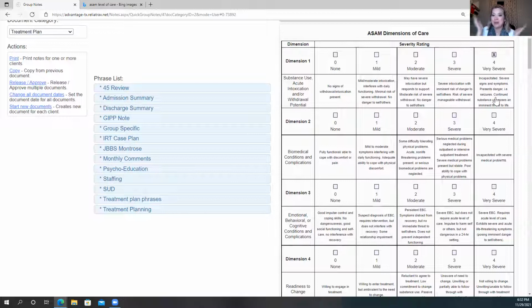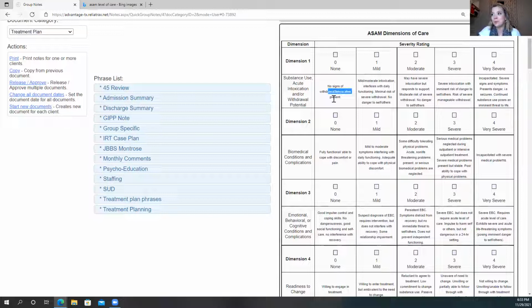All right, so now we understand when and how to use the first dimension, which is substance use, acute intoxication, and/or potential withdrawal. Let's pick a different client for a case today and say the client says, hey, I haven't used, maybe they come from county jail. I haven't used in 4 months. Then they don't really have any active withdrawal or intoxication. So I might very well put none.